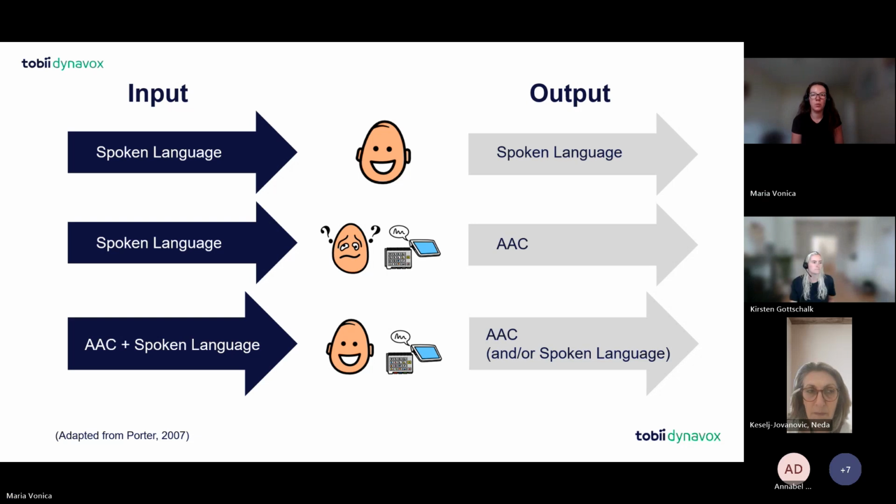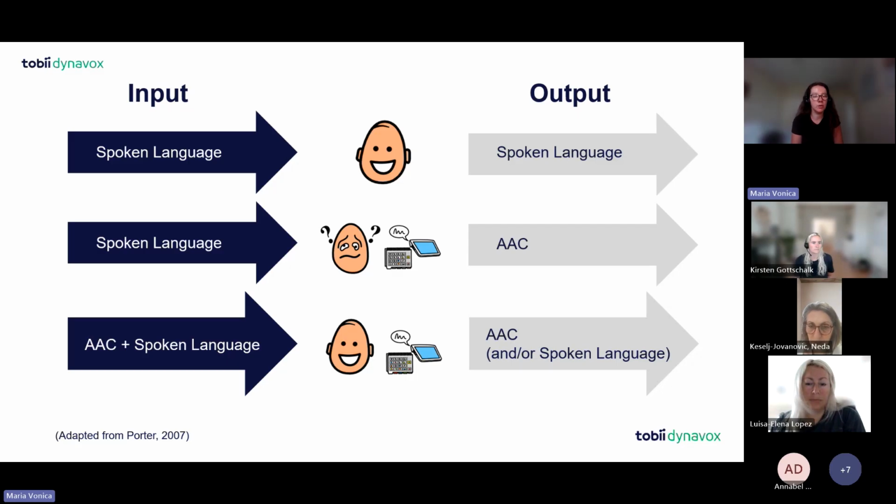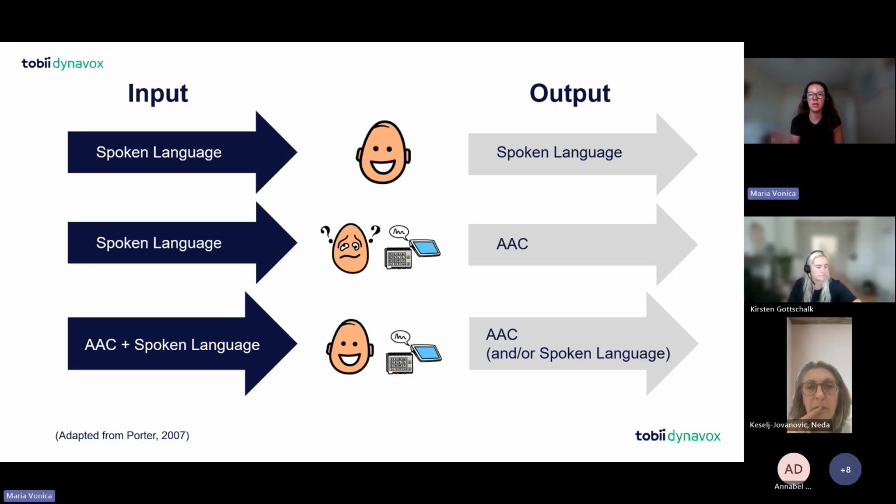So when we do not provide an AAC model and we're only providing the spoken language, but we're expecting them to produce an AAC output, this does not match. The input does not match the output. So learning language is slow and difficult. So what we need to be doing is providing an AAC model plus our spoken language model in order to expect them to produce either an AAC or potentially spoken language. So the input has to match the output.